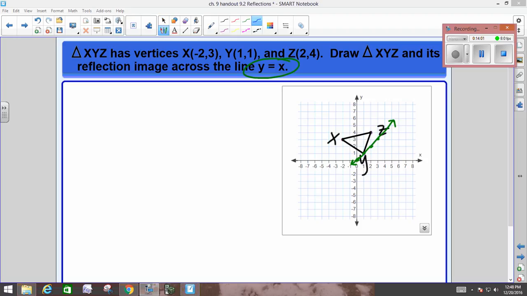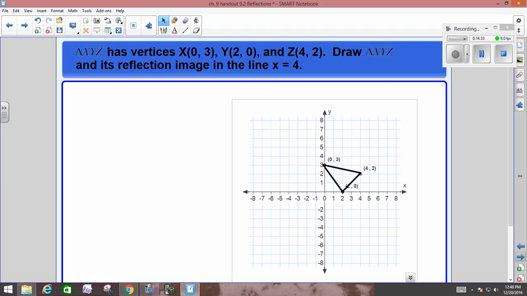Your Y becomes Y prime because it's sitting on the line of reflection. Z was at 2, 4. So if I flip those around, Z prime will be at 4, 2. And X was at negative 2, 3. So X prime is going to be at 3, negative 2. You should have 2 congruent triangles there that share that Y point. Okay, last one.